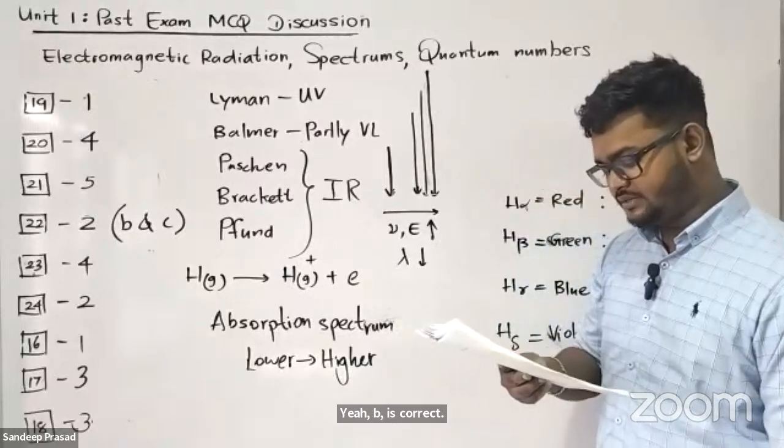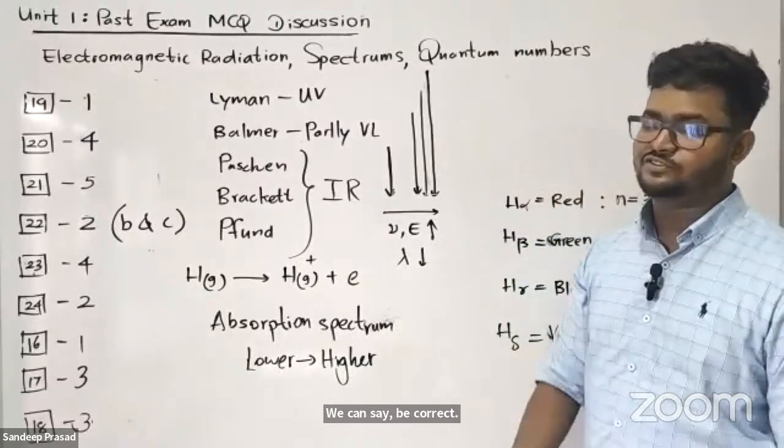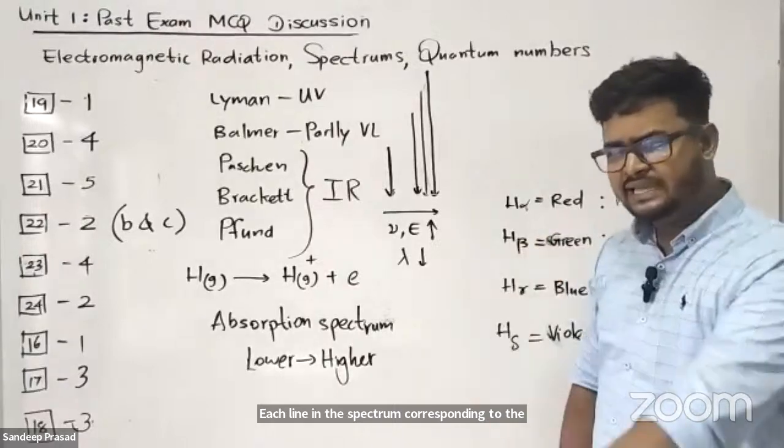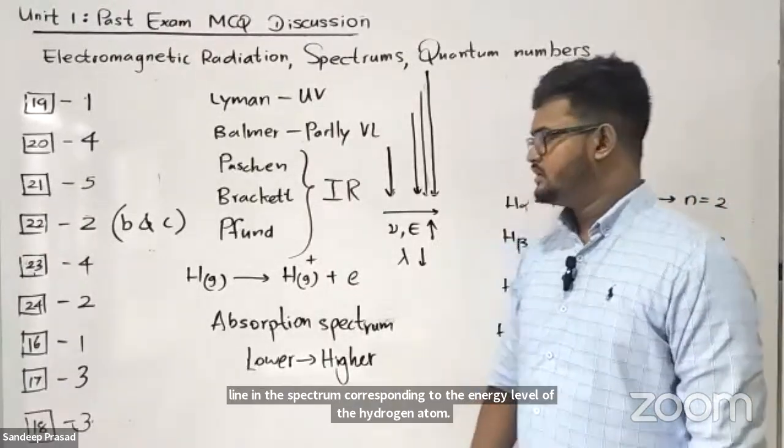Each line in the spectrum corresponds to an energy level of the hydrogen atom. Completely wrong, right?